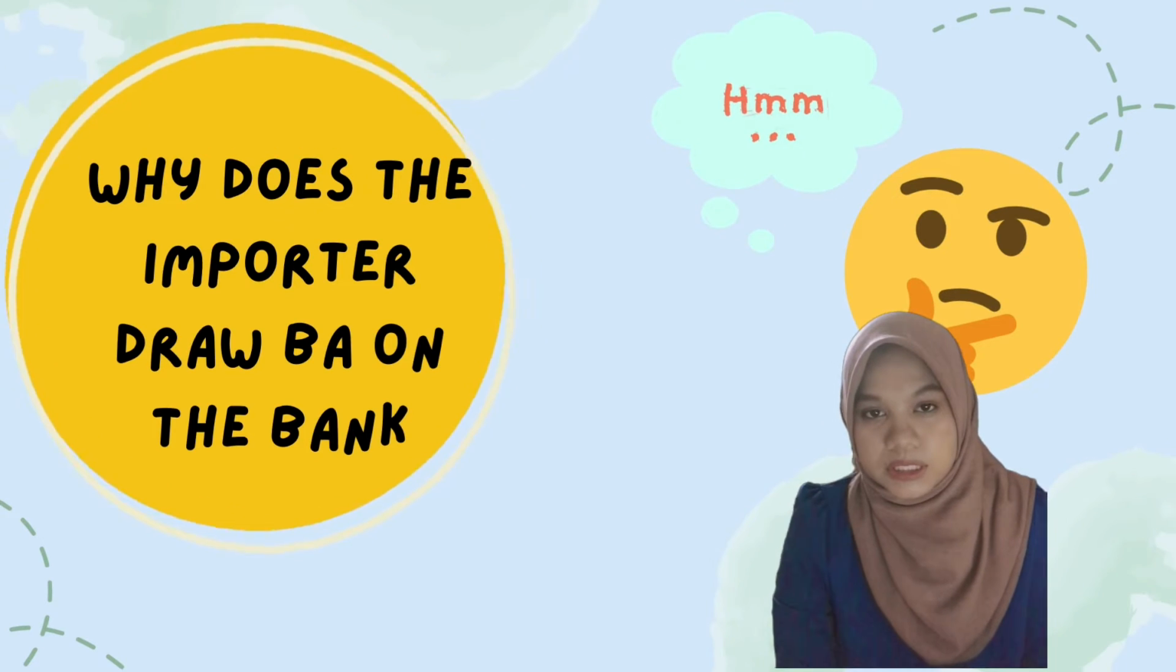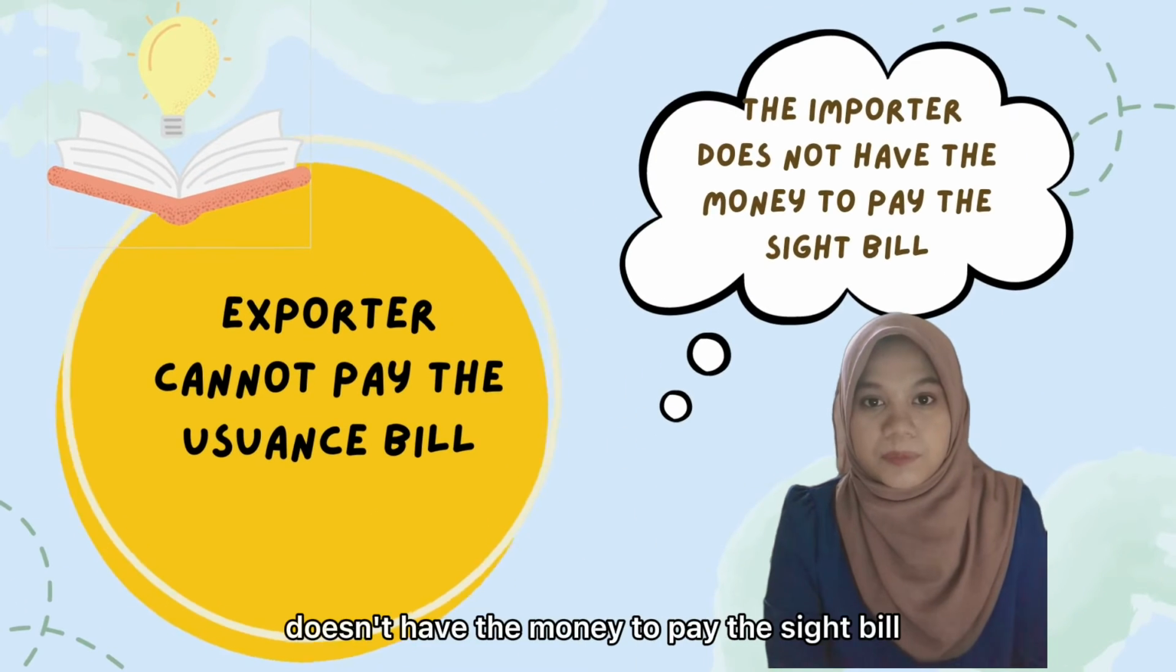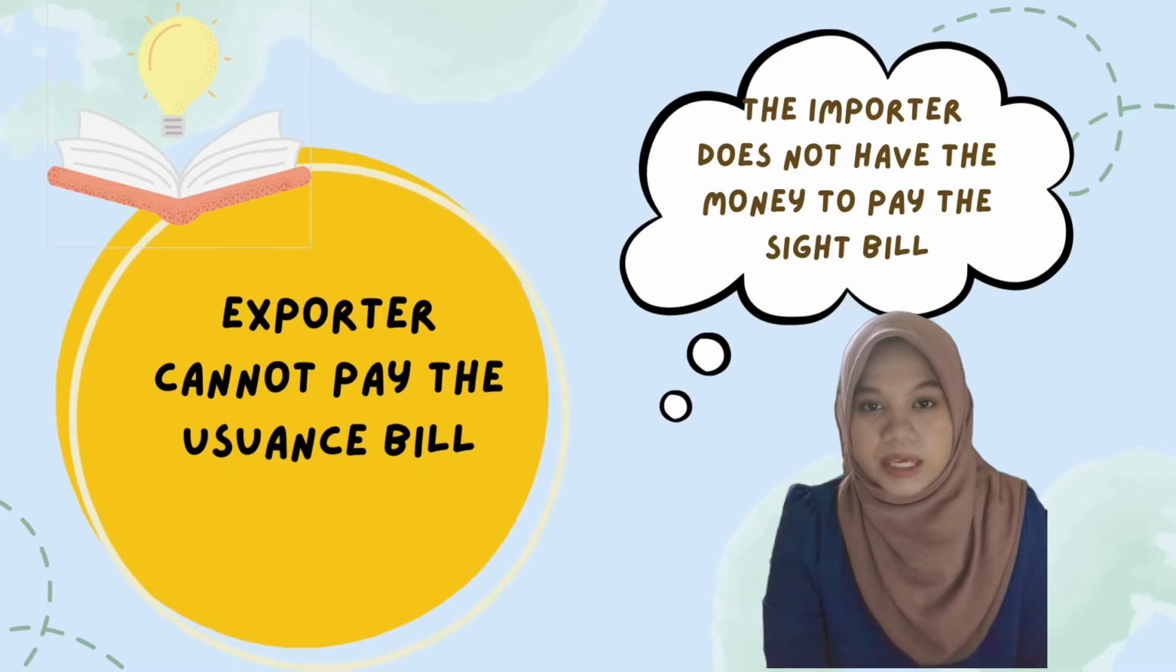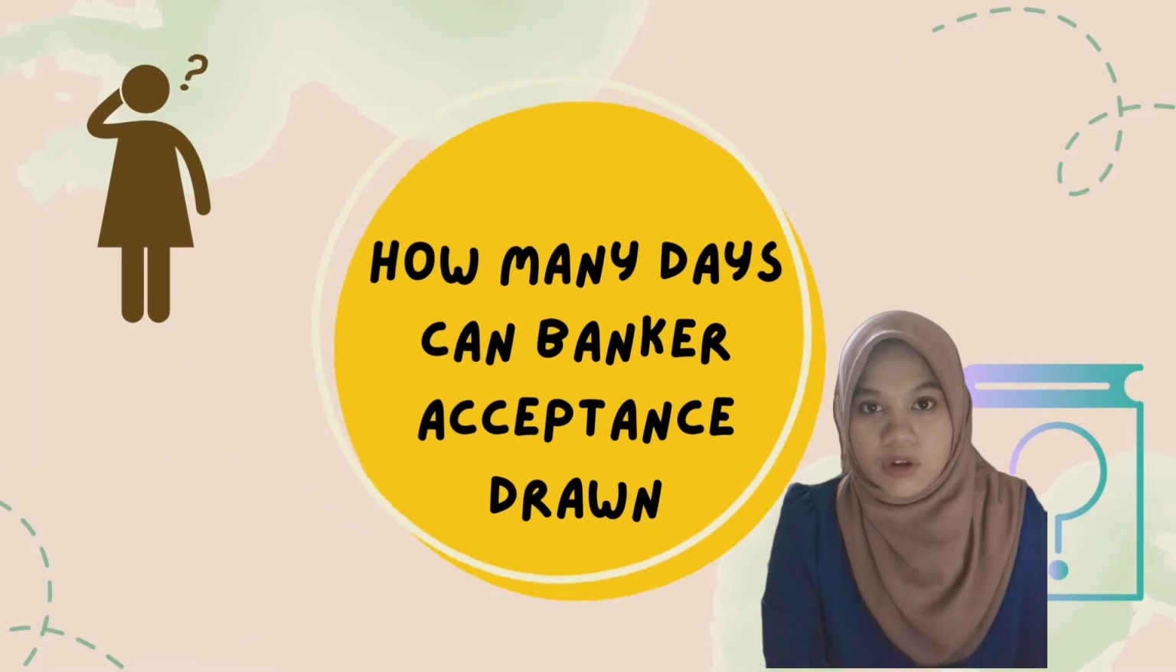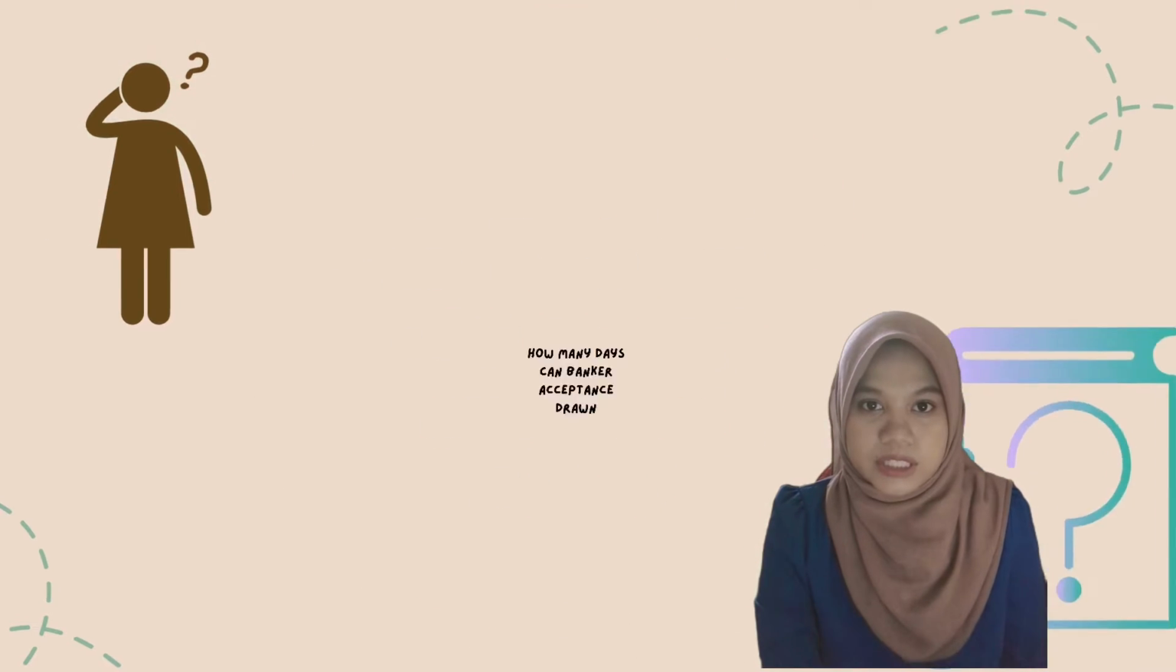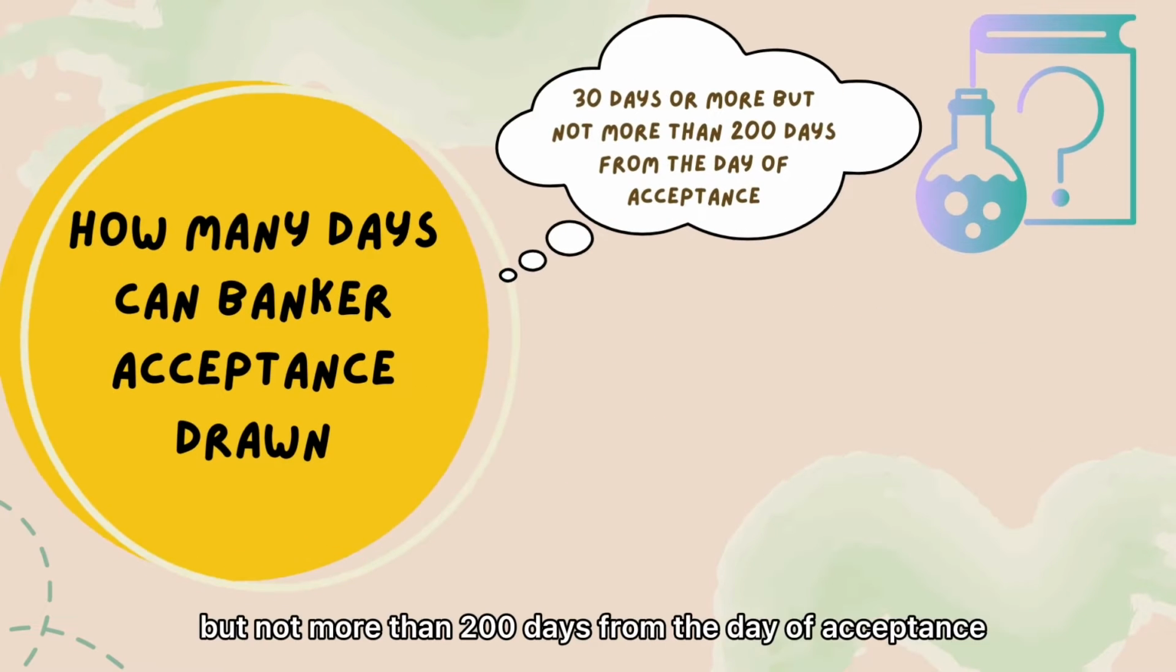It is because the importer doesn't have the money to pay the sight bill. How many days can a BA be drawn? 30 days or more, but not more than 200 days from the date of acceptance.